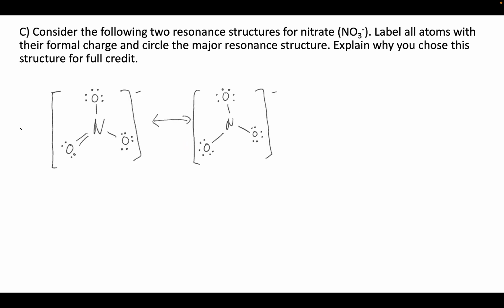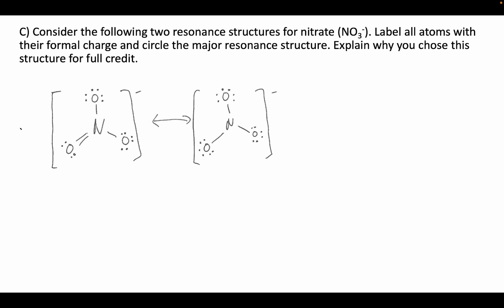All right, the next part is talking about resonance structures. So we have 2 resonance structures for nitrate, and we want to label all atoms with their formal charge, and then, based on that formal charge, decide which is the better major resonance structure with a little explanation.